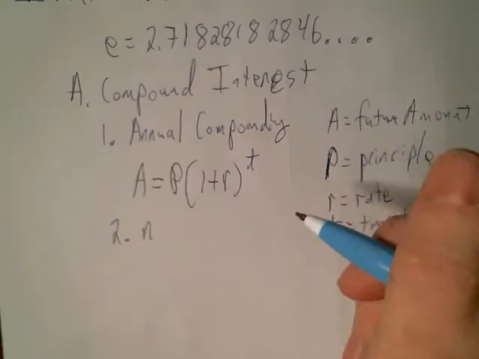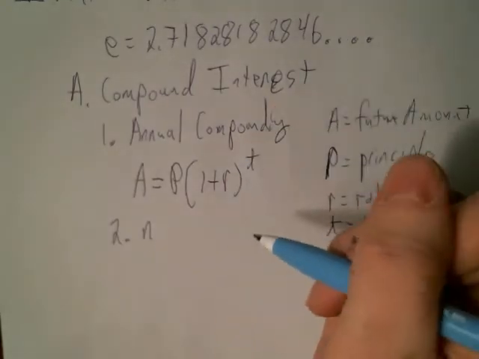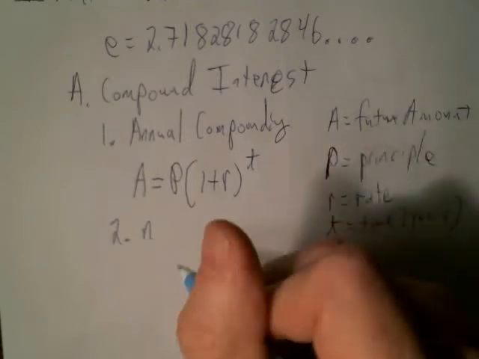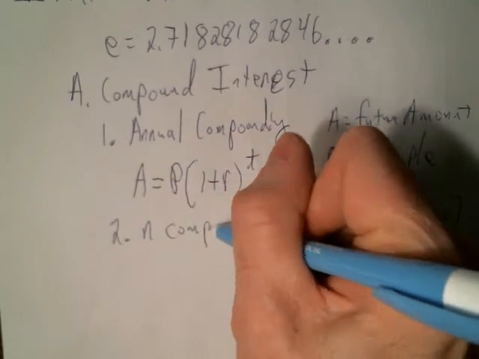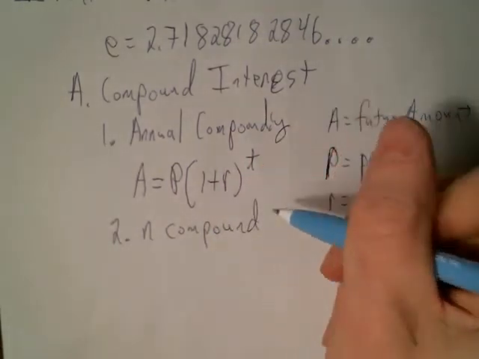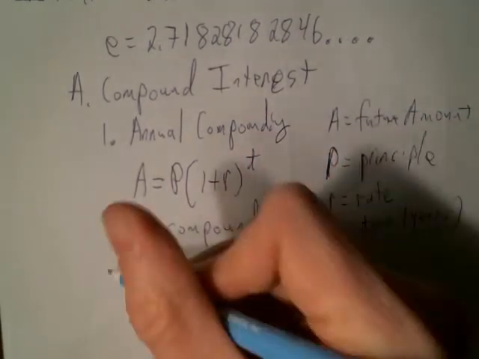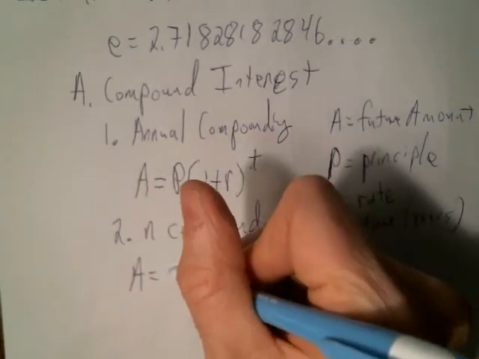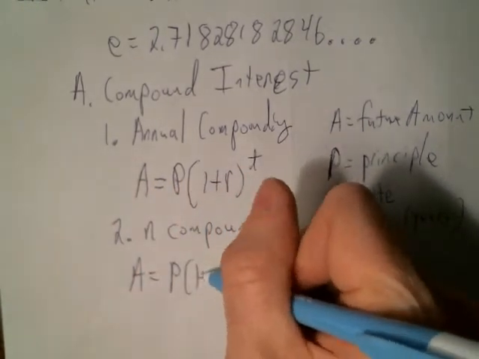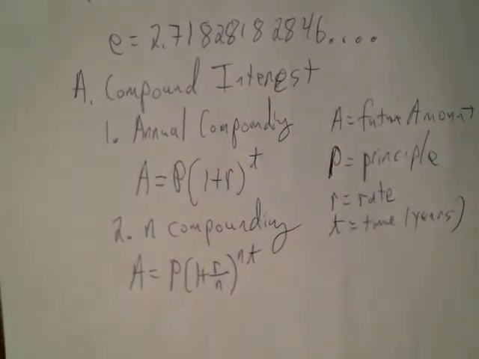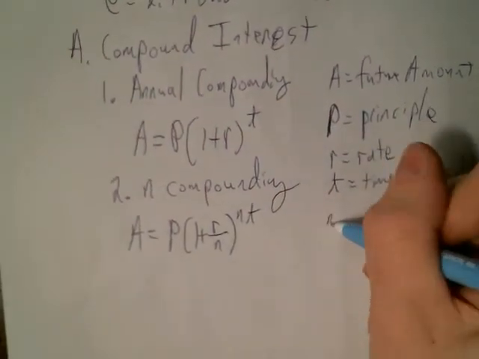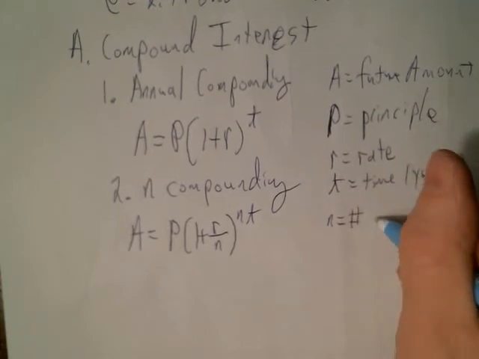Then you can also compound n times a year. So you can have monthly compounding, daily compounding. In that case, the formula will be A equals P times 1 plus R over n, all to the n-th power. Here, n is the number of times you compound per year.